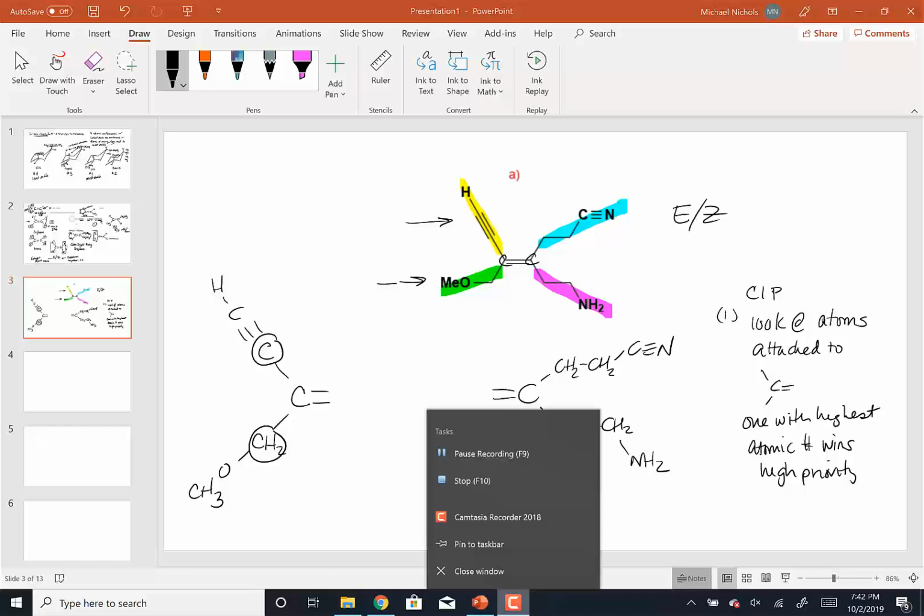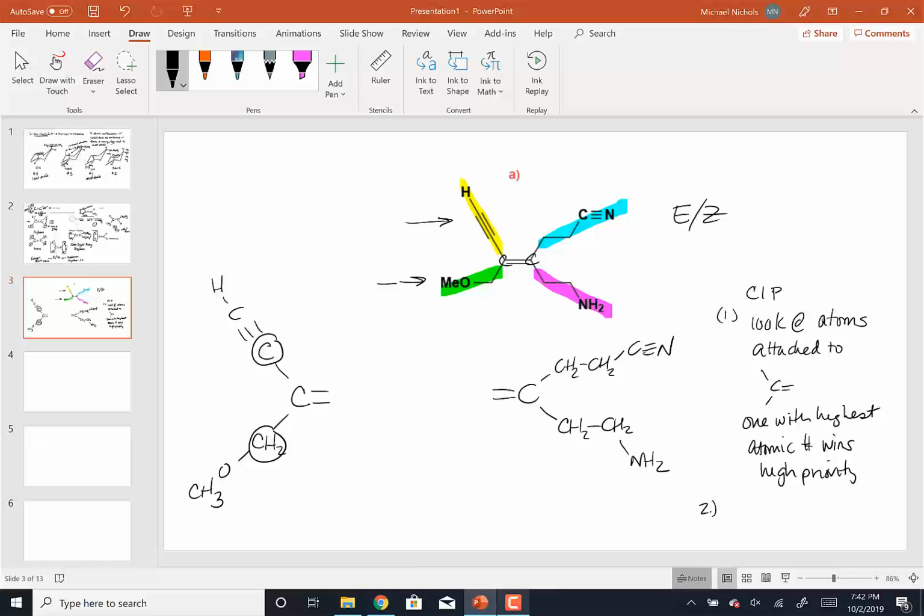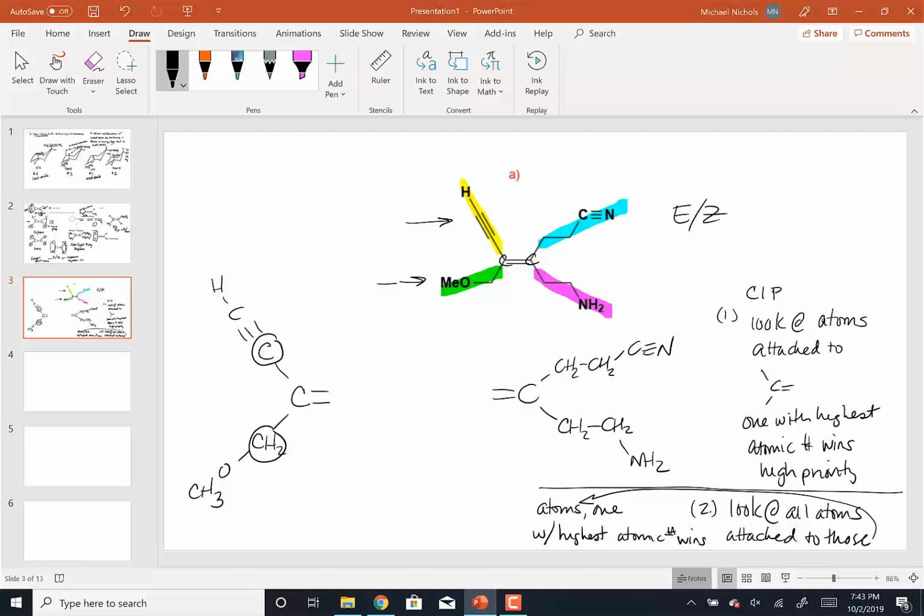So then we go to rule number 2. Rule number 2 says that if they're tied, if they have the same atomic number, we look at all the atoms attached to those atoms, and the one with the highest atomic number wins. So that's rule number 2.